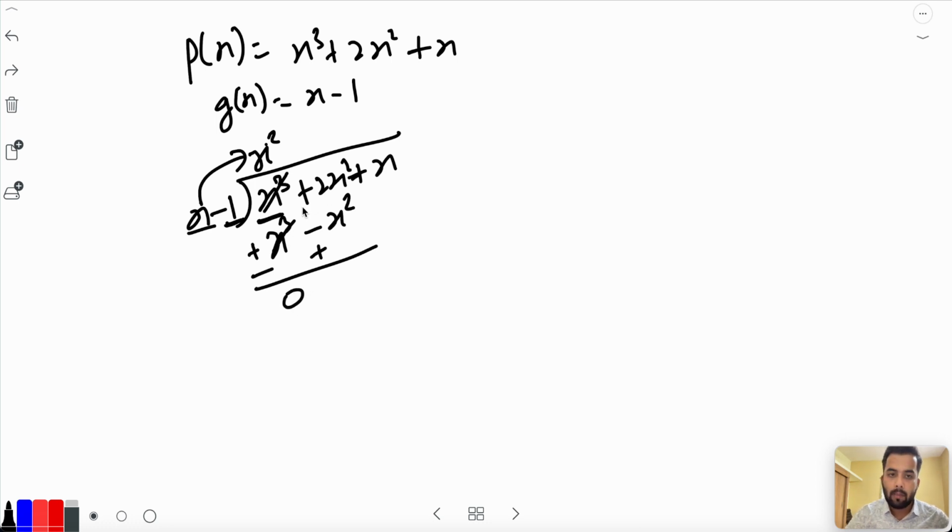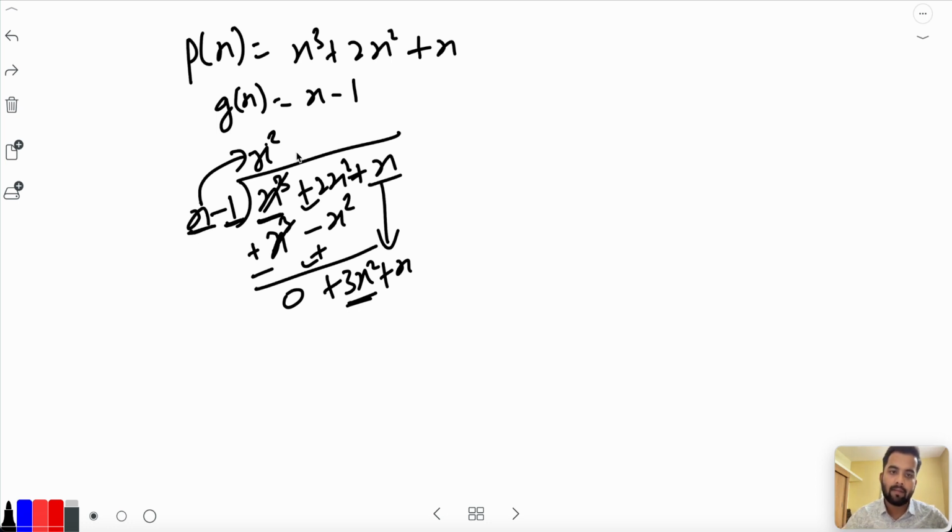Now here plus 2x square and plus x square. What is the answer? Plus 3x square, right? Now this term will come down, so plus x. Done. Now we have here 3x square. Again we have to make it 0. Now here we have x.